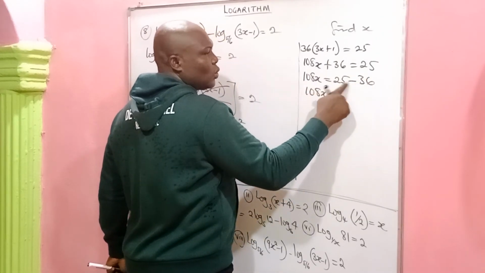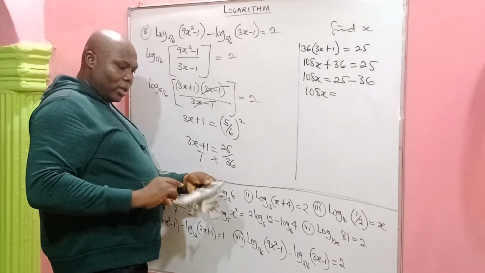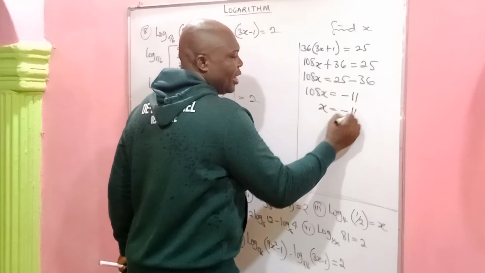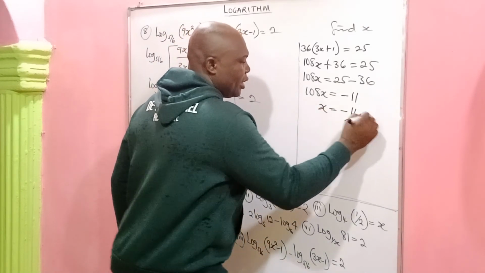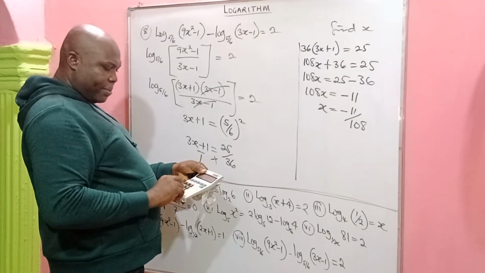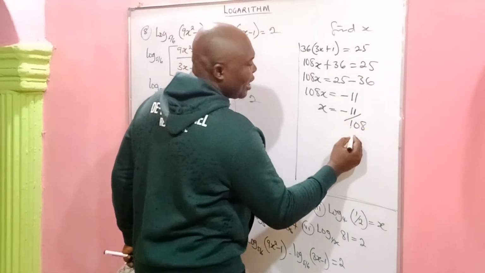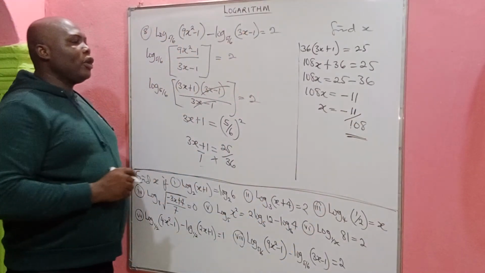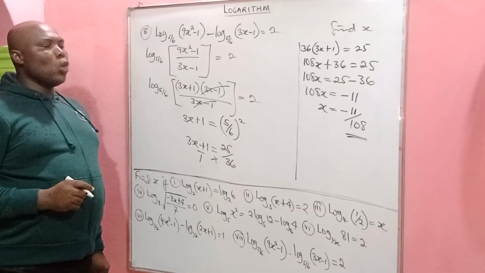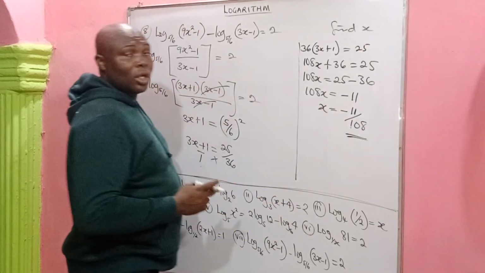108x will be equal to 25 minus 36. 25 minus 36 will give us minus 11. Therefore, x will be minus 11 all over 108. Alright, so that's the value of x. The value of x will be minus 11 all over 108. Take note of that. There is nothing to reduce to the lowest term.